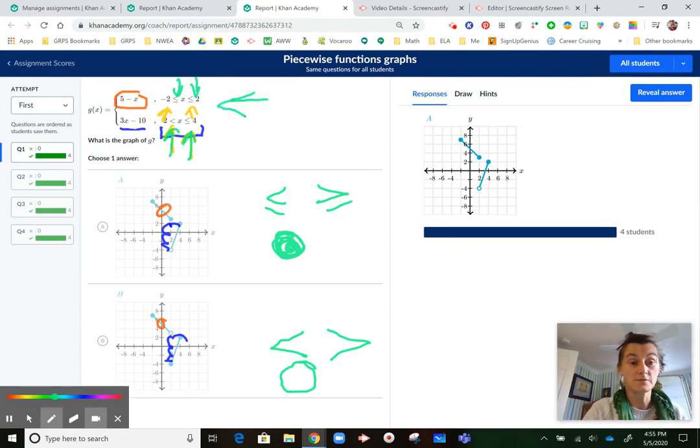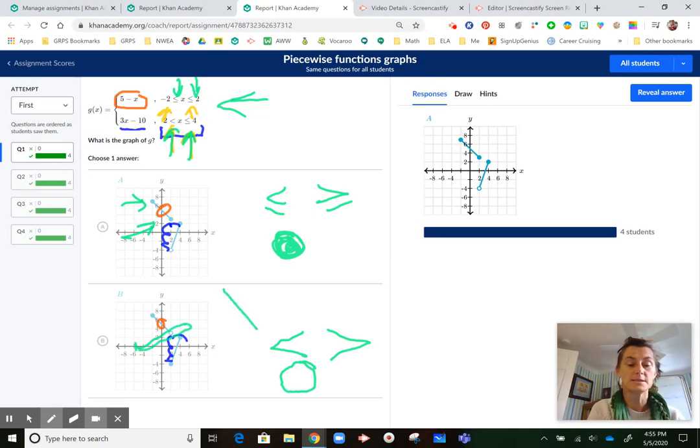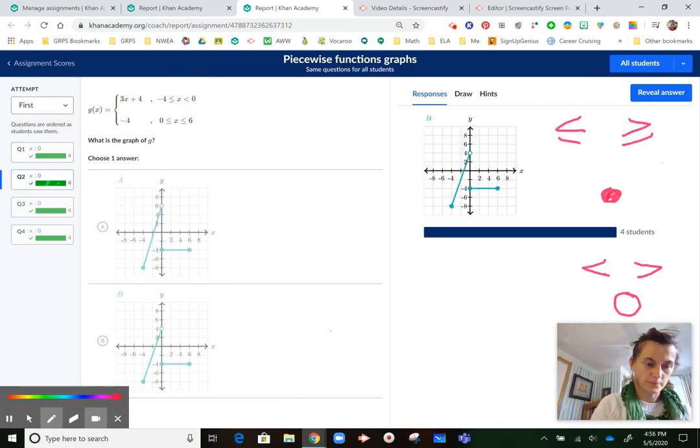Looking at the first interval, it has both less than or equal to signs. So I'm looking at a graph. This one has a proper symbol, a dot, while this one does not. So this is not our answer. It has to be A.